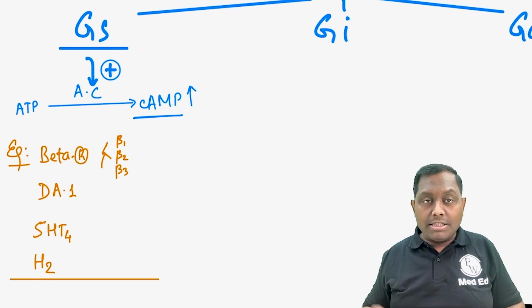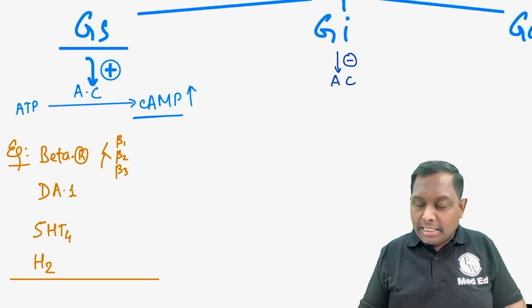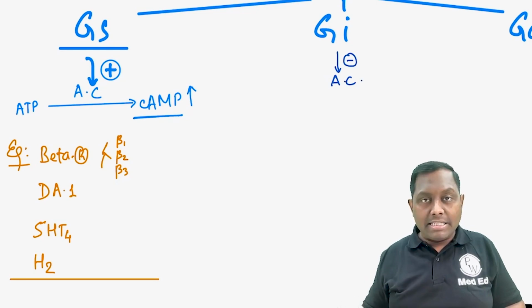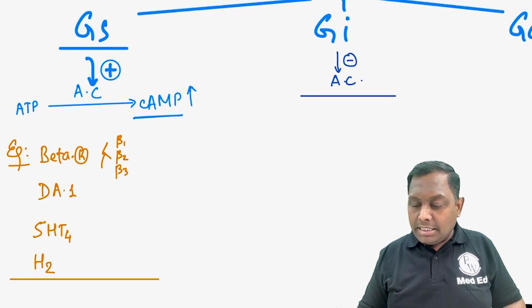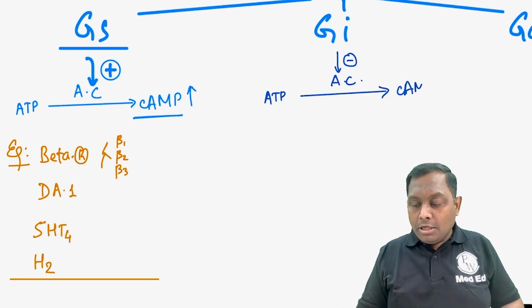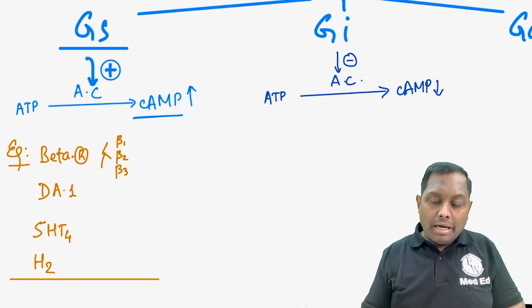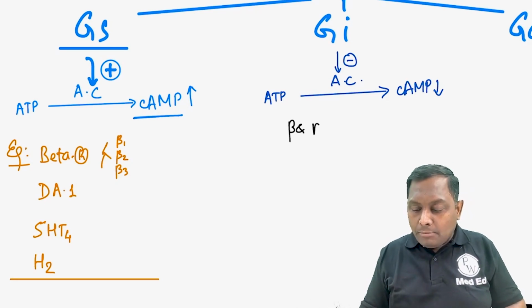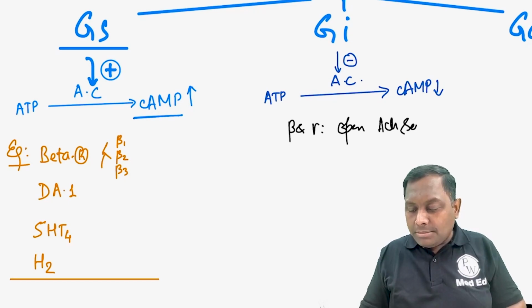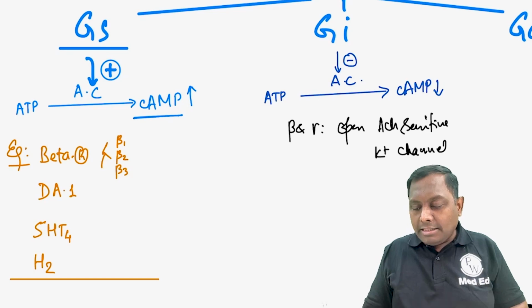G alpha I will be the exact opposite. They inhibit adenylate cyclase, AC, and when AC is inhibited, they cause less cyclic AMP, so the cyclic AMP level is reduced. Plus there is one more twist: the beta and gamma components actually open the acetylcholine sensitive potassium channel. I think you can easily understand that if the potassium channel is opened, there will be more and more efflux of potassium.